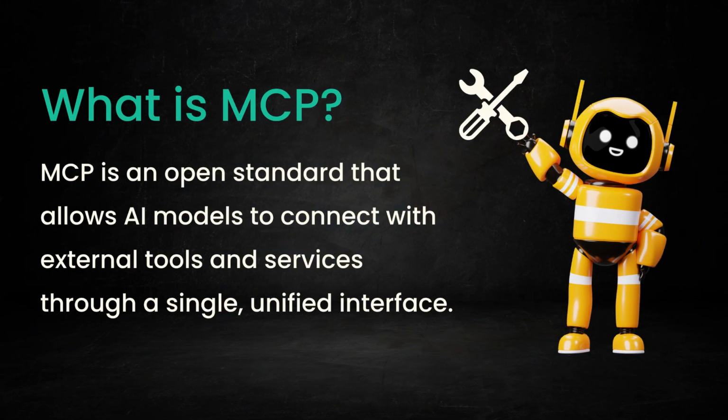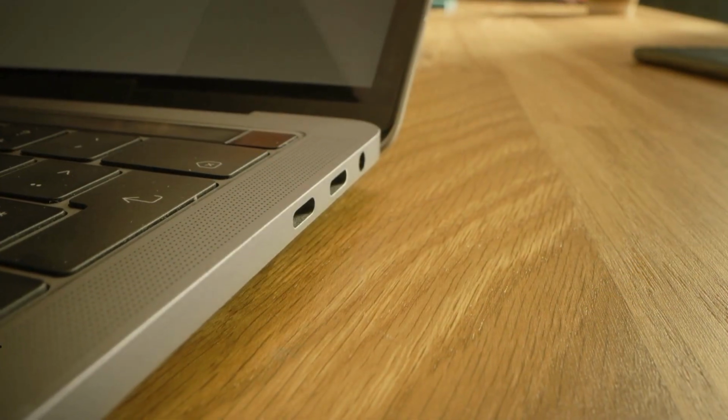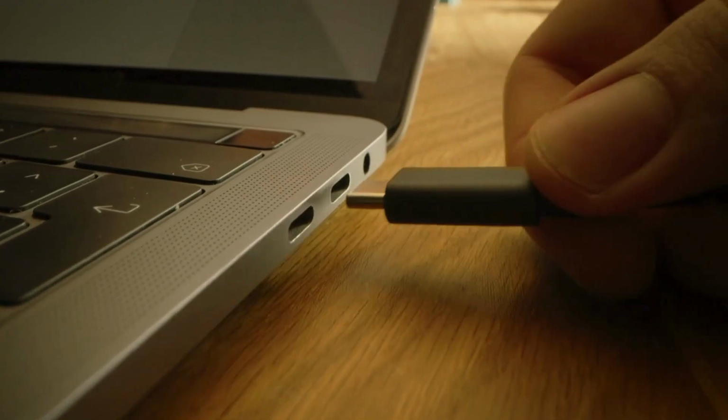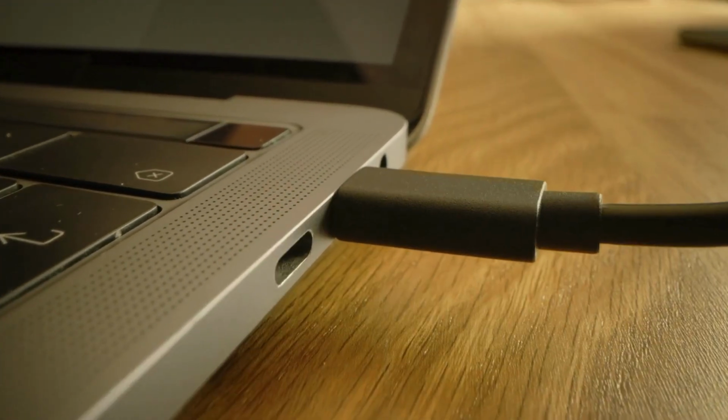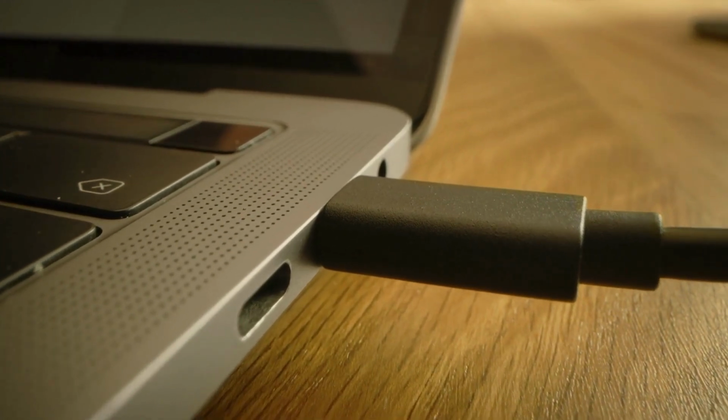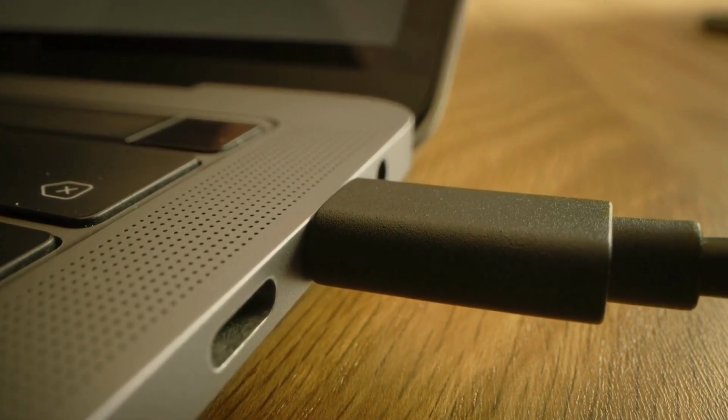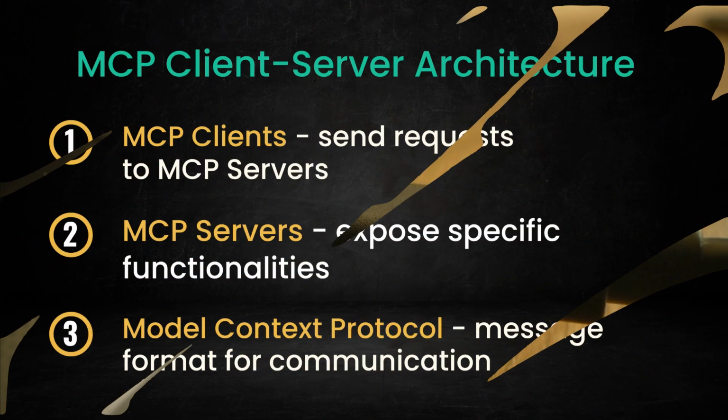So, what exactly is MCP? MCP, or Model Context Protocol, is an open standard that enables AI models to interact with external tools and services, such as file systems, databases, and web APIs, through a unified interface. You can think of MCP like a USB-C port for AI, just as USB-C offers a universal way to connect devices to chargers, displays, and other accessories. MCP offers a consistent way to link AI models with various tools and data sources.